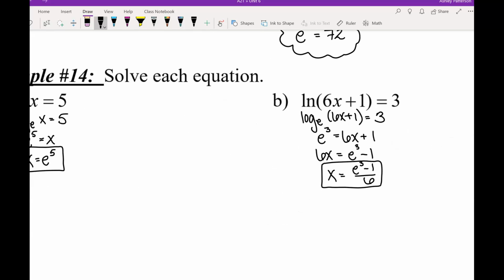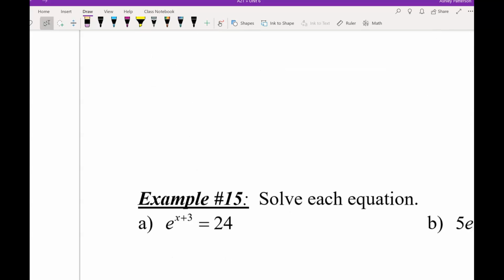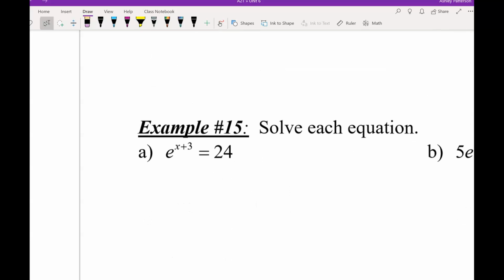Okay, so our last example is example 15. These are the exponential equations. We don't have to check our answers. And thankfully, on this first one, our exponential term is isolated. So we can go ahead and write the log base e of 24 equal to x plus 3.